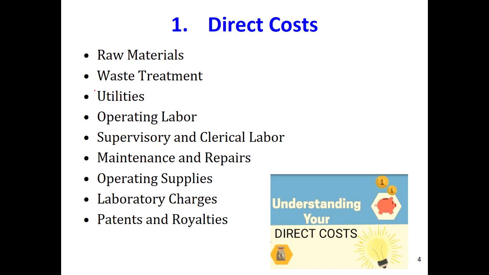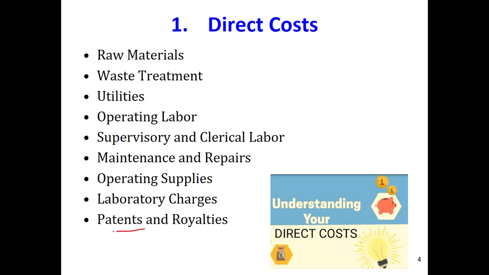Direct costs for the manufacturing can be raw material, waste treatment, utilities that we have, operating labor, supervisory and clerical labor, the management, maintenance and repairs, operating supplies, and laboratory charges. Most of the time we have labs where we test the quality of products, and also royalty and patents.